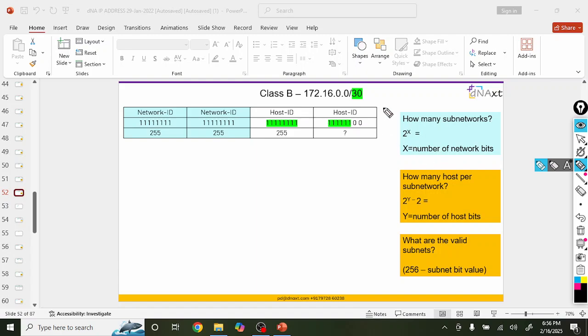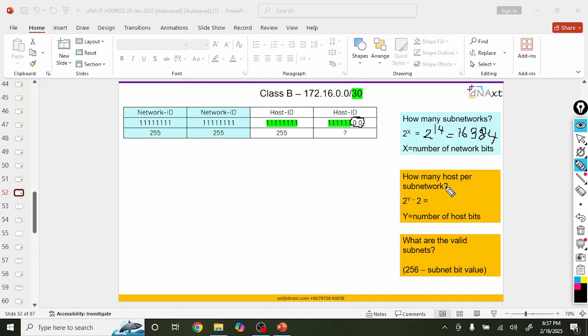Slash 30 means 30 bits are of the network and only 2 bits are of the host. So out of this 30, 16 bits are the major network bits and we have borrowed 14 bits for the subnetting. So 2 to the power x will become 2 to the power 14, that is 16,384. So these many sub networks we will get when we borrow 14 bits.